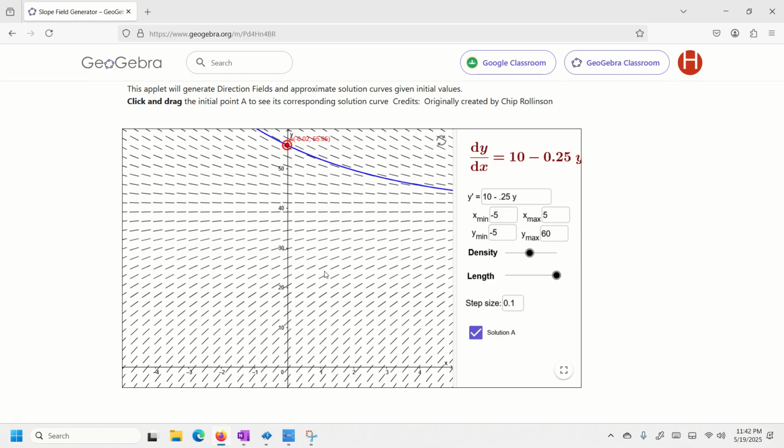So these slope fields can be really valuable to get a qualitative idea of what the solutions look like without necessarily having to solve the differential equation.